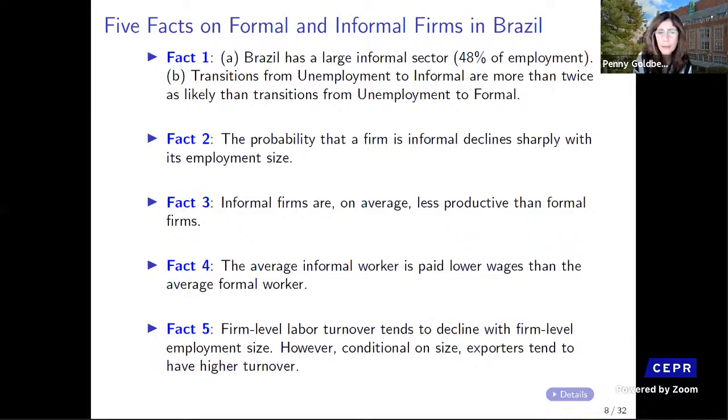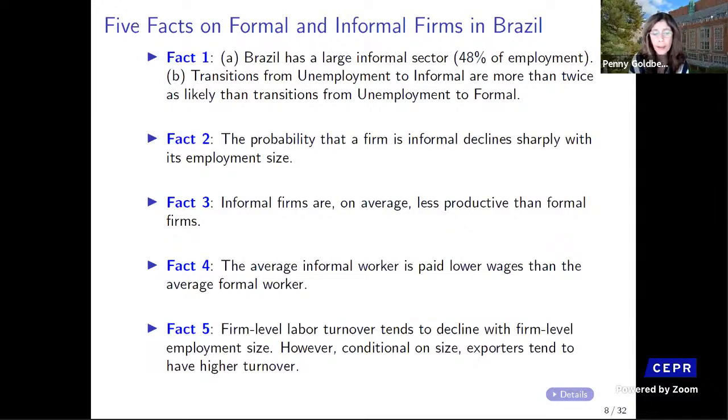The second fact is that the probability that the firm is informal declines sharply with its employment size. So in other words, large firms tend to be formal on average, small firms tend to be informal. Fact three, informal firms are on average less productive than formal firms. This is what I also mentioned in response to Marcelo's question, that these again are facts that refer to averages. Fact four, the average informal worker is paid lower wages than the average formal worker.